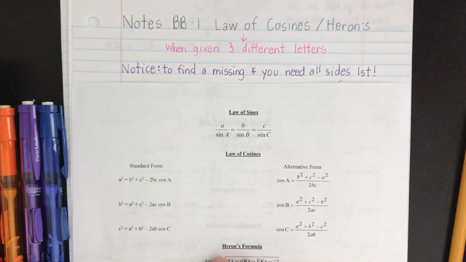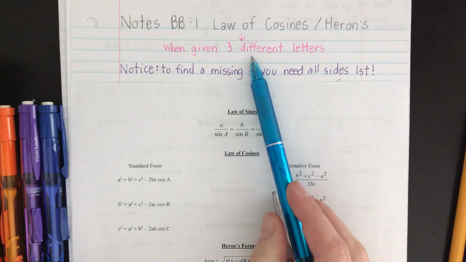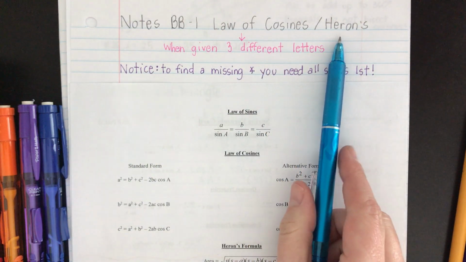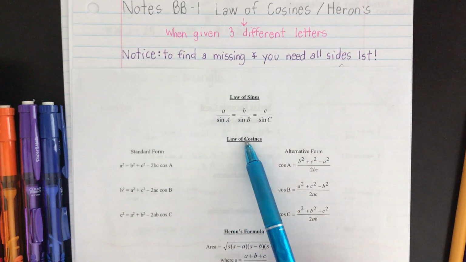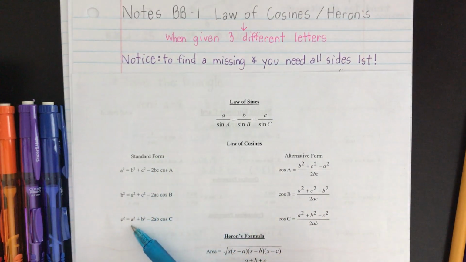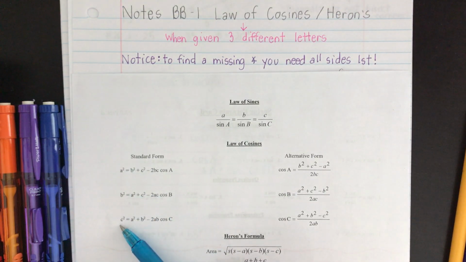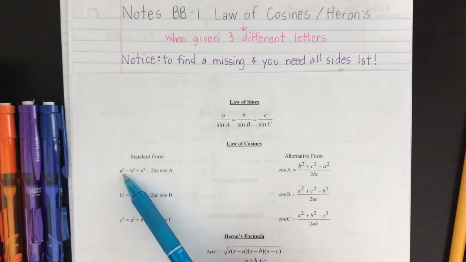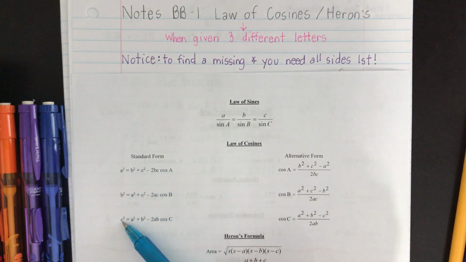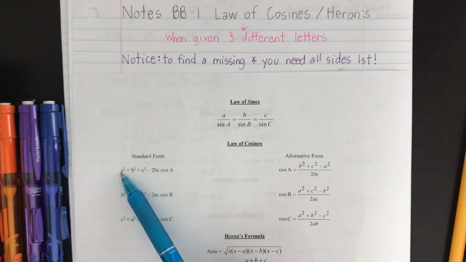Today we're looking at notes BB-1, Law of Sines when given three different letters, and Heron's formula. Before I point this out, I want you to look at the law of cosines. Here on the left, all these formulas will be used for determining side lengths. Today, if you don't have all three of your side lengths, you will use these first to get that third side length.